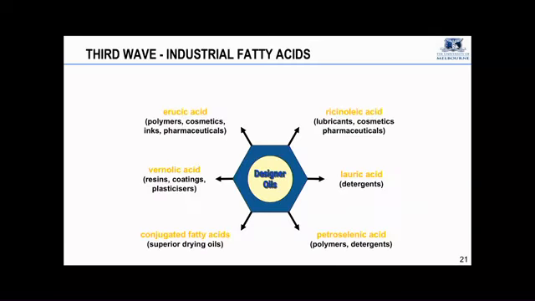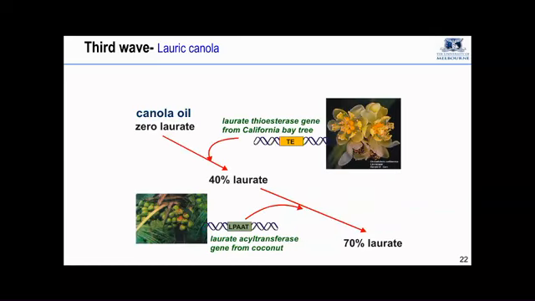The third way is fatty acids. In industrial processes, there are these acids that you can see on the screen that are valuable, and you can design plants to produce those acids. And the third wave is lauric canola, which just shows you how this works. You have a canola oil, the same that you would have. It doesn't have any laurate in it. You want laurate. You inject a laurate gene from a Californian bay tree into your canola genome, which gives you 40%, and then you have another of these genes from coconut, and you end up with 70% laurate. So that's the industrial crop.